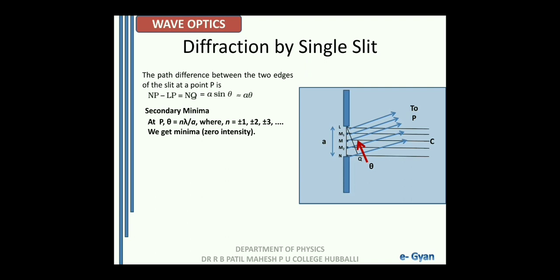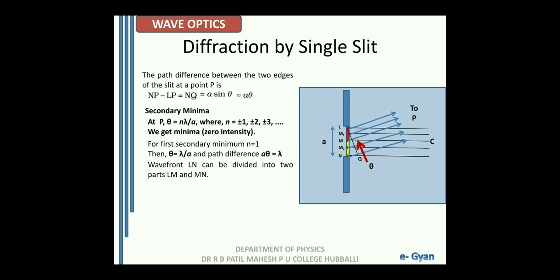Now let us try to find out why we are going to get 0 intensity at point P. Let us take an example. Let n be equal to 1. When n is equal to 1, we call it the first secondary minimum. So for the first secondary minimum, n is equal to 1, then theta is equal to lambda by a. If theta is equal to lambda by a, then the path difference, which is a theta, will be equal to lambda. So the path difference between the light that comes from L and N at point P will be equal to lambda.